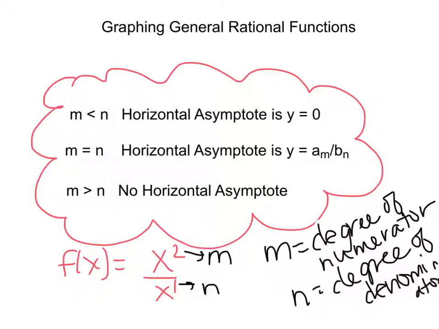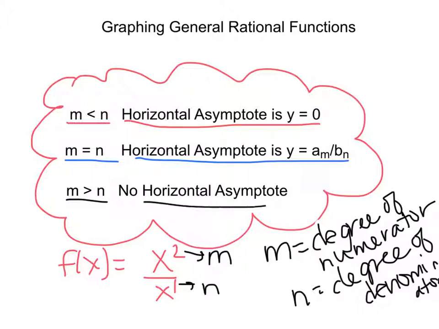If we take a look at the first one, if m is less than n, the horizontal asymptote is y equals 0. And this would be true every single time. The second one is that if the degrees are the same, the horizontal asymptote is going to be the coefficients of that degree. And the final one is if m is greater than n, there is no horizontal asymptote. So we're going to take a look at each of those individually.